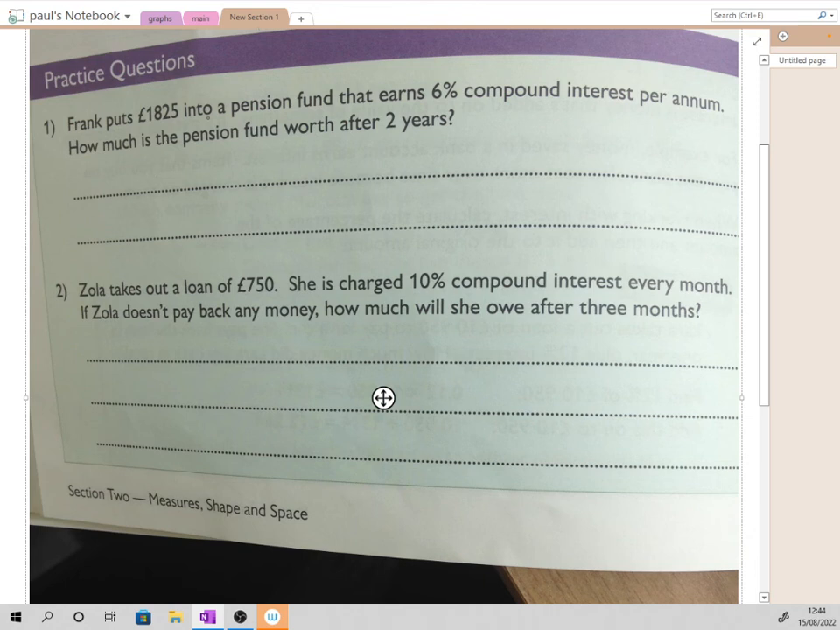Frank puts 1825 into a pension. Don't forget, pause, have a go, and then see what we get. Into a pension fund that earns 6% compound interest per annum. How much is the pension fund worth after 2 years? Right, so first of all, year 1, we're going to do 6% of 1825. See what that is. 6 divided by 100 times 1825.